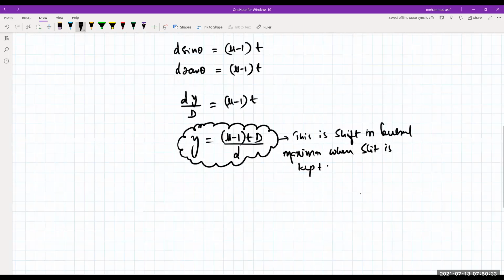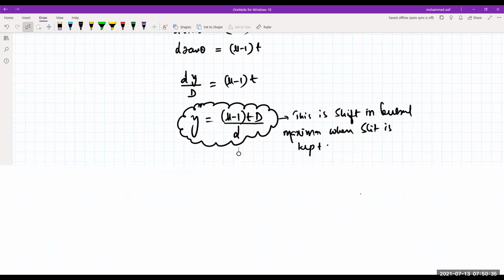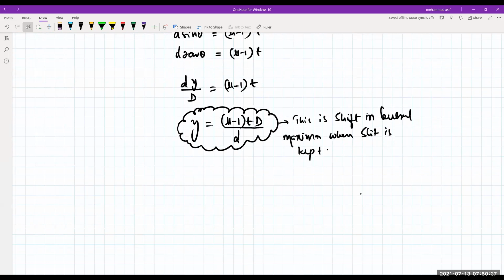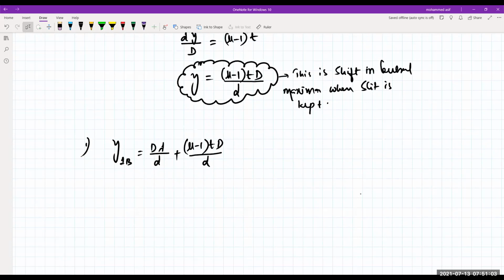Okay, now tell me, where will the first bright and first dark be right now? If I'm talking about the first bright and first dark, how much distance does it have to travel? You know, the first bright is formed at what distance, beta? First bright is formed at a distance of D into lambda divided by d plus this path difference, that is nothing but mu minus 1 into t into capital D divided by d. Because the first bright will also shift in the upward direction only, isn't it? It also shifts in the upward direction.